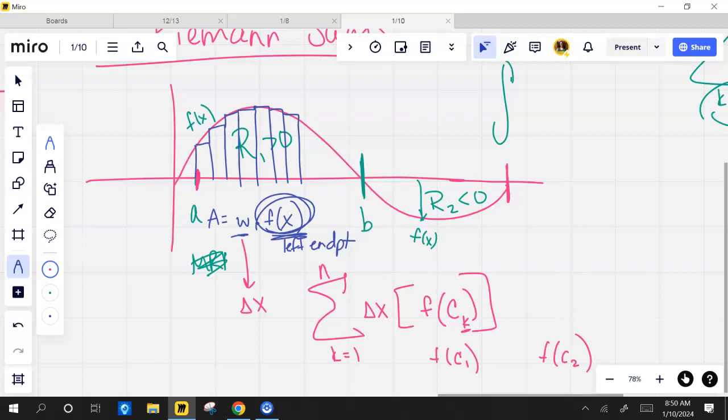What is C? Okay, C isn't, it's the function, right? And is that the number that you get to, or how many numbers there are? That's how many intervals there are. So if it's 4 sub-intervals, this would be from 1 to 4.